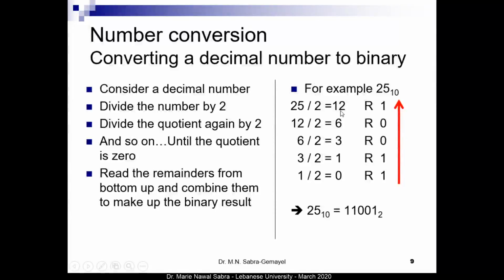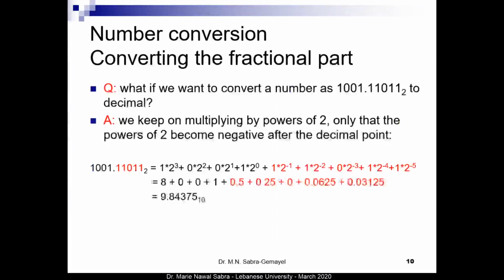So I take successive divisions by 2 and I get whatever remains, and I go from bottom up because this is the lowest value, the lowest weight, and this is the highest weight, and I get the 11001 number in binary. So I converted between decimal and binary and decimal. What if I had a decimal point and a part after the decimal point?